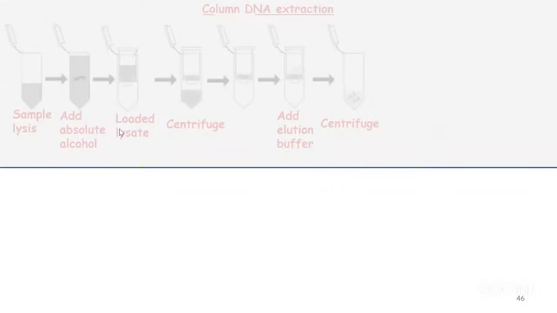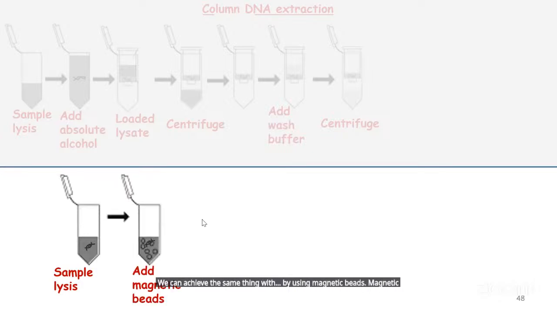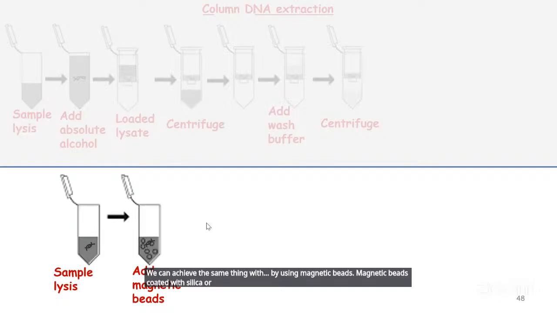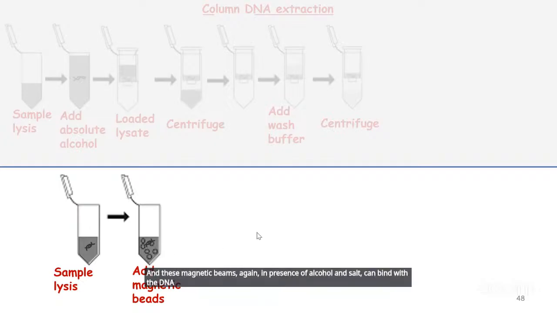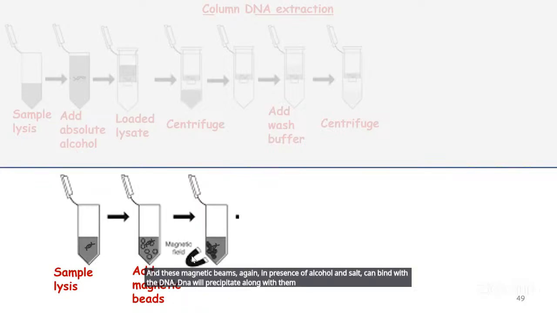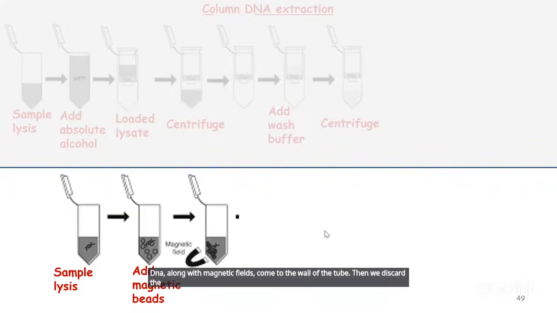We can achieve the same thing by using magnetic beads coated with silica or polystyrene. And these magnetic beads, again, in presence of alcohol and salt, can bind with the DNA. DNA will precipitate along with them. Then we apply magnetic field. DNA along with magnetic beads come to the wall of the tube. Then we discard the supernatant, that is with all the impurities.